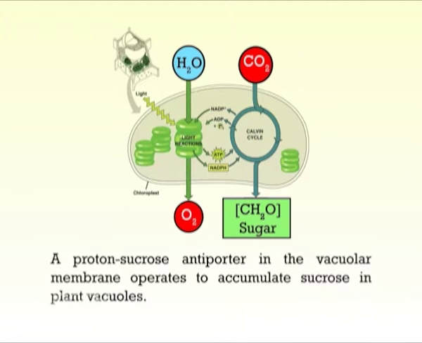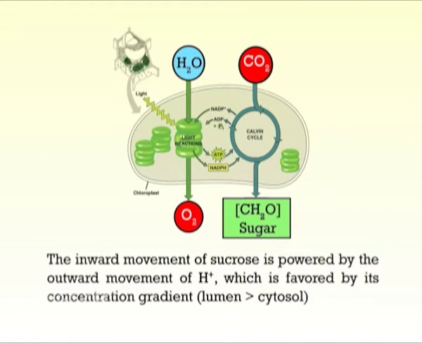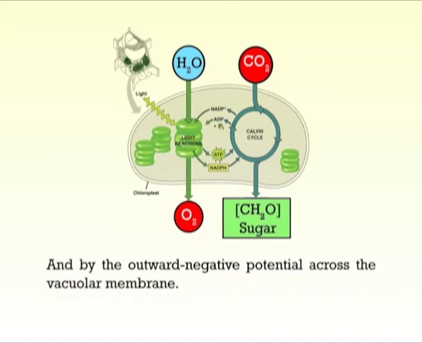A proton-sucrose antiporter in the vacuolar membrane operates to accumulate sucrose in plant vacuoles. The inward movement of sucrose is powered by the outward movement of protons, which is favored by their concentration gradient and by the outside negative potential across the vacuolar membrane. Uptake of calcium ions and sodium ions into the vacuole from the cytosol against their concentration gradients is similarly mediated by proton antiporters.